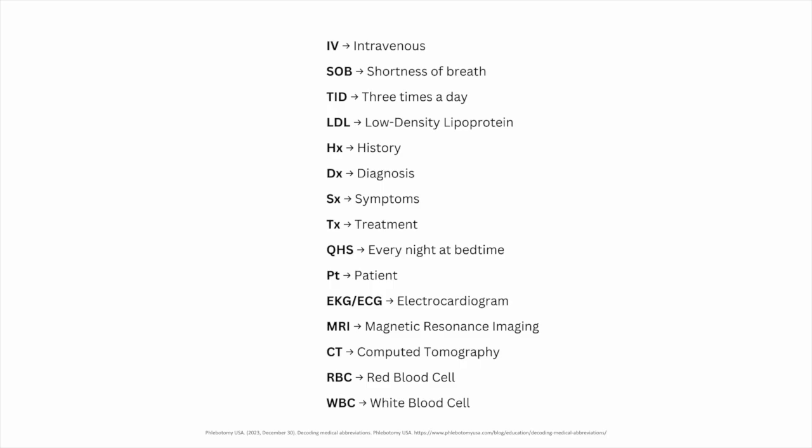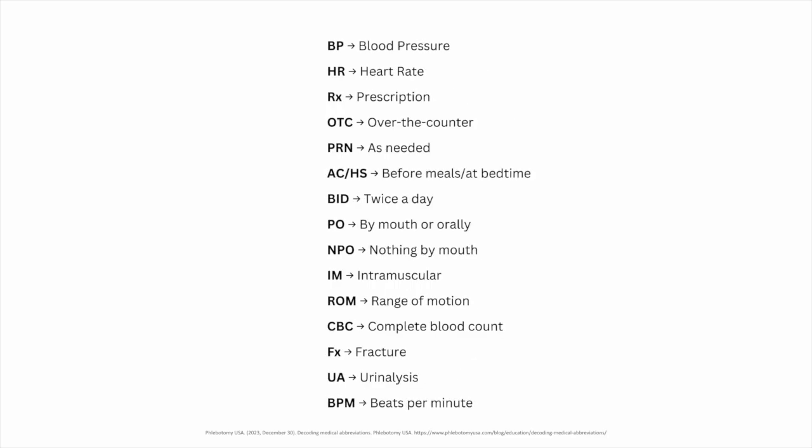WBC is a white blood cell. So RBC and WBC are usually used in the context of blood tests, like RBC count versus WBC count. BP is short for blood pressure. HR is short for heart rate. RX, you might have seen this one a lot. RX for prescription. OTC, over-the-counter medicine.